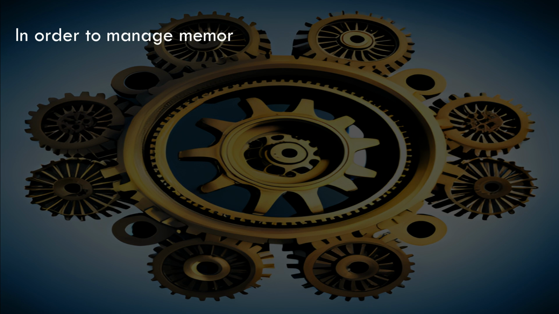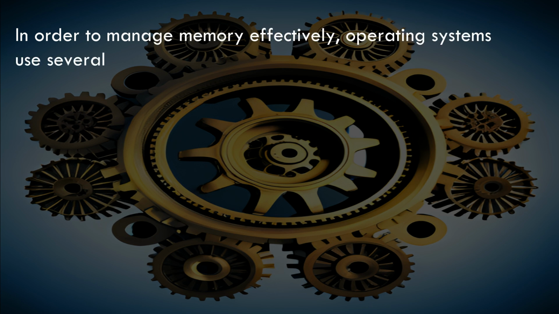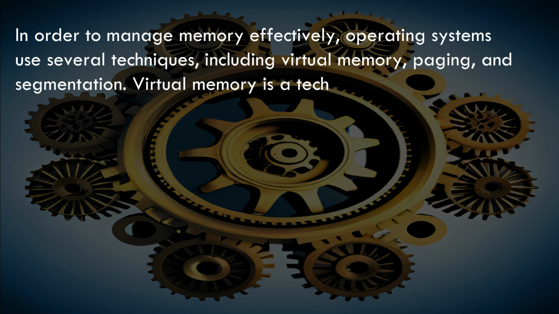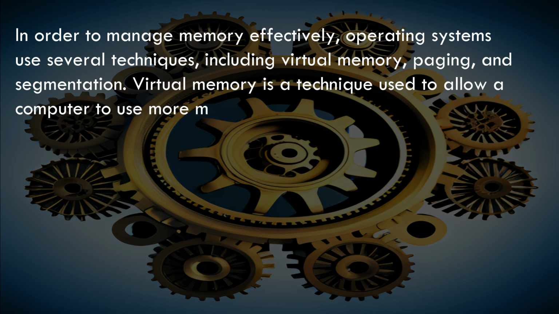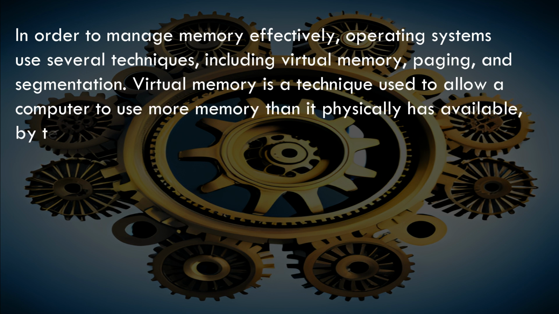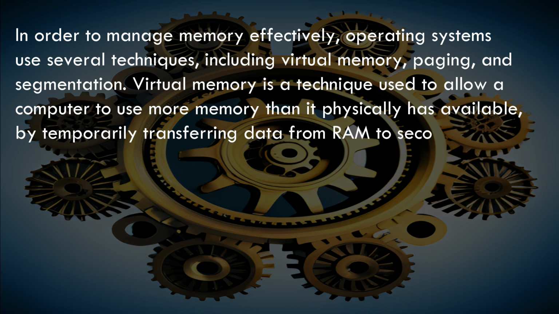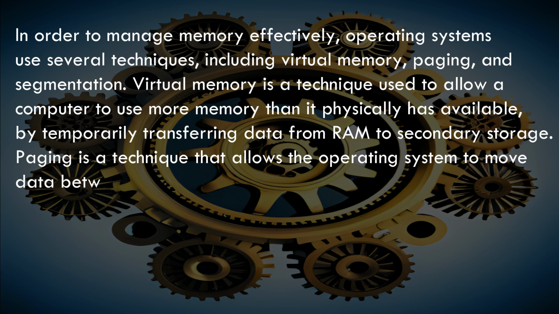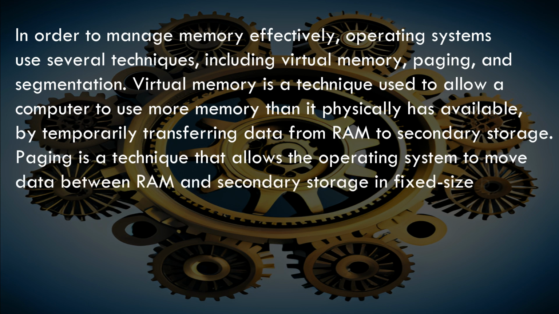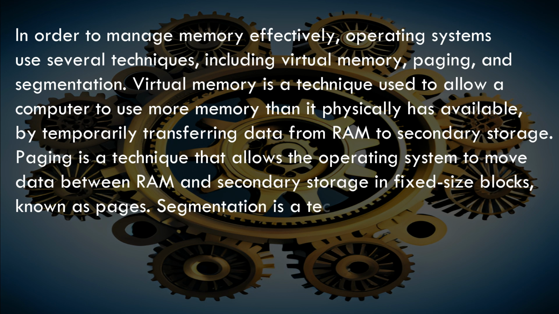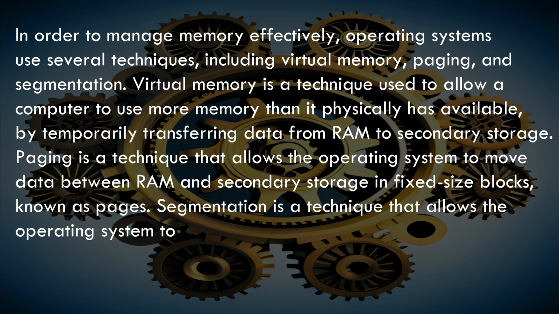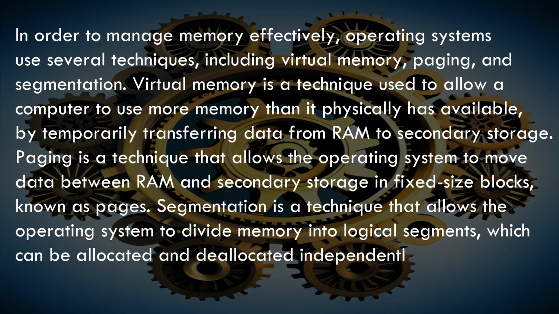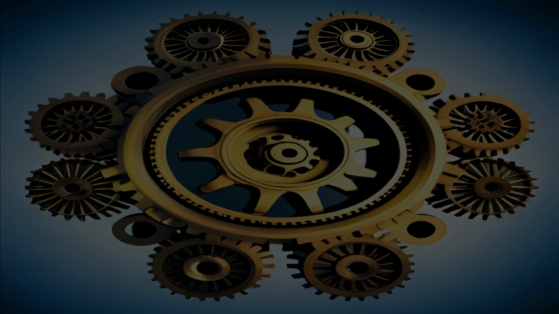In order to manage memory effectively, operating systems use several techniques, including virtual memory, paging, and segmentation. Virtual memory is a technique used to allow a computer to use more memory than it physically has available, by temporarily transferring data from RAM to secondary storage. Paging is a technique that allows the operating system to move data between RAM and secondary storage in fixed-size blocks, known as pages. Segmentation is a technique that allows the operating system to divide memory into logical segments, which can be allocated and deallocated independently.